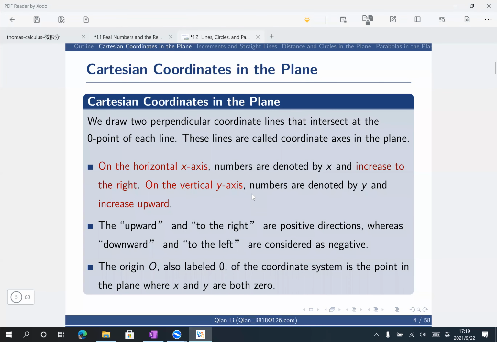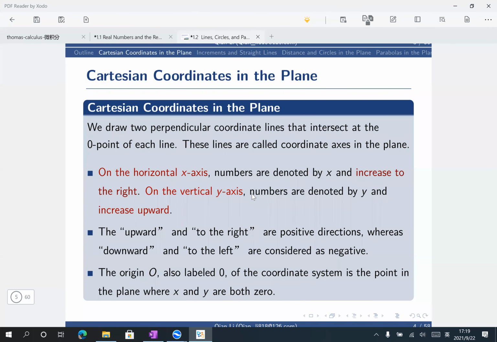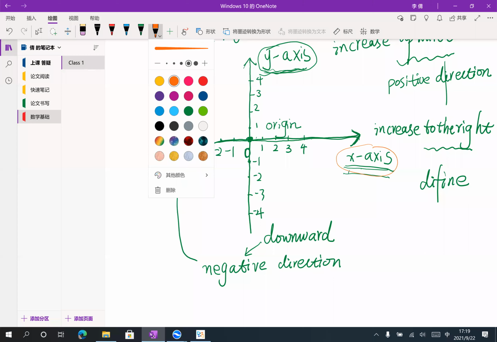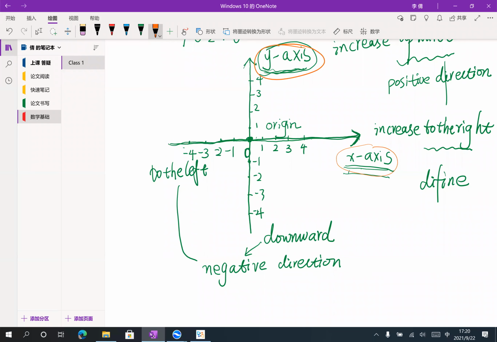This is the Cartesian coordinate, and it means we can draw a Cartesian coordinate. There is an x-axis and also a y-axis, and there is an origin. The positive direction of the x-axis is to the right, and the positive direction of the y-axis is upward. This is called the Cartesian coordinate.